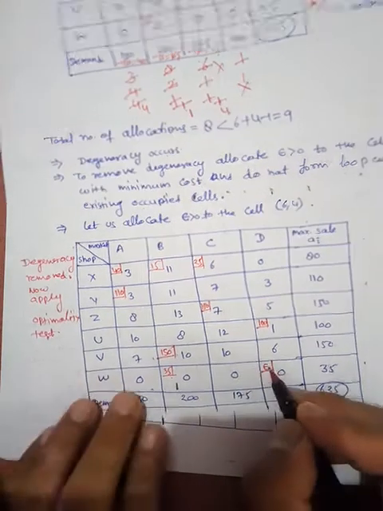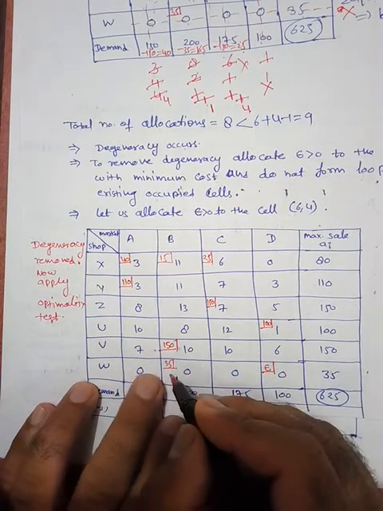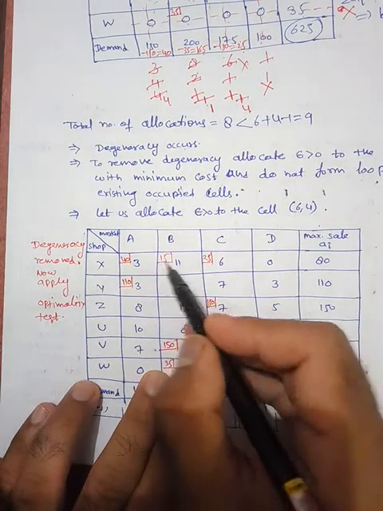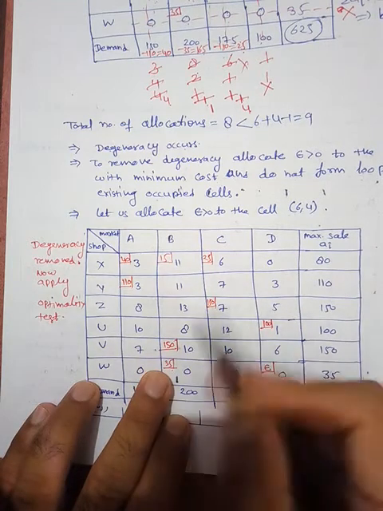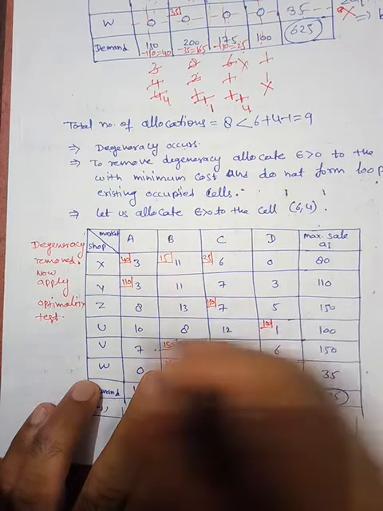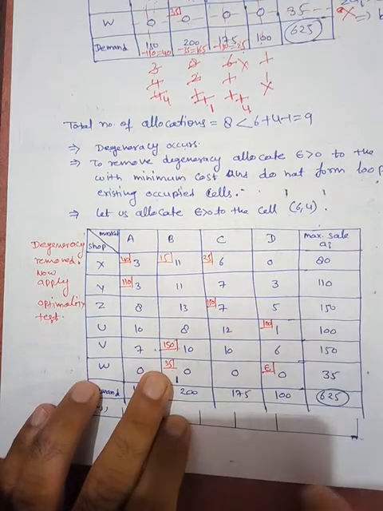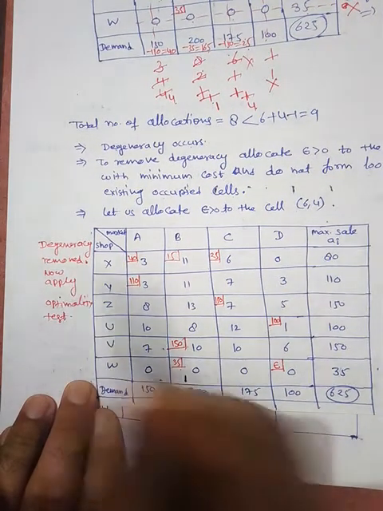So you can see that this epsilon will not form a loop. For example, if you move here, then here, then here, then here, there will be no path here or here. That's why there is no loop. Similarly, if you move from here to here, there is no further path. So there is no loop. Fine. So now epsilon is there and the degeneracy is removed.